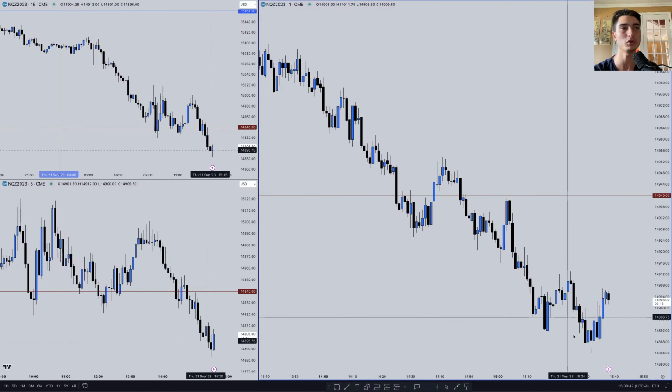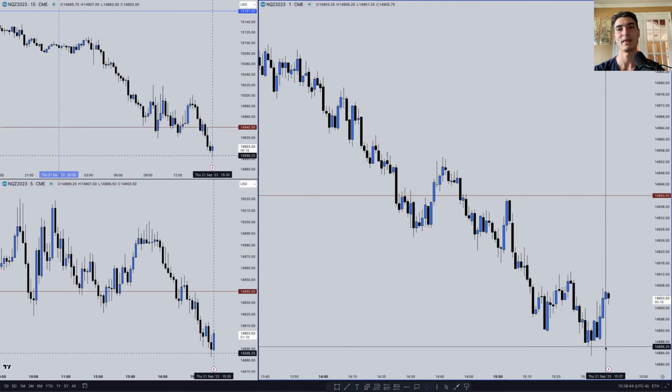So as we see multiple anemic runs lower, that's typically indicative of a reversal. And then when you apply timing elements to that, for example, the last hour, it's extremely effective.